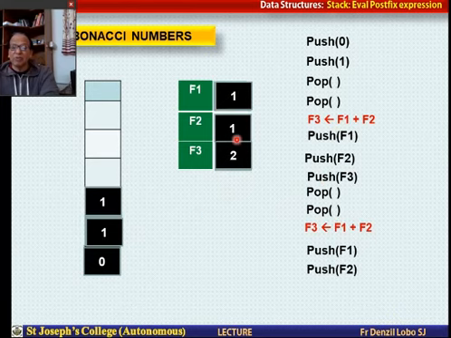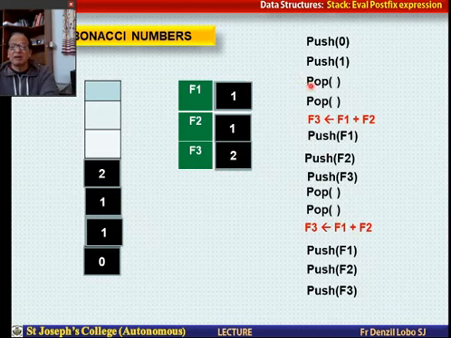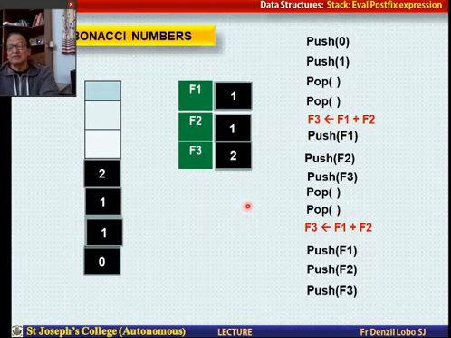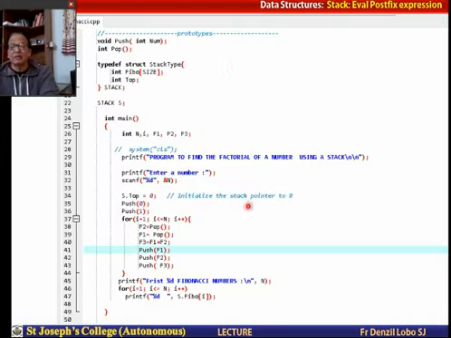Push F1, push F2, push F3. Again you have to pop into F1, into F2, into F3. So then you add again, F3 is equal to F1 plus F2. Continue this process till the value of I reaches n. So this way we are going to find the n Fibonacci numbers.